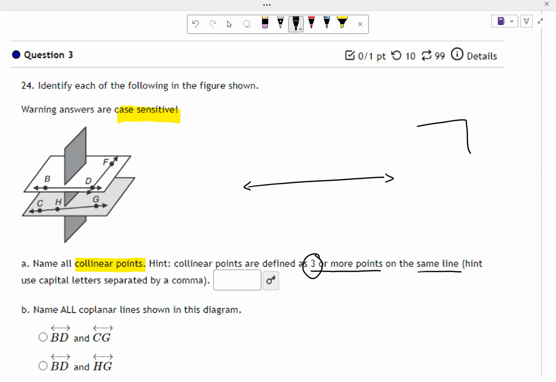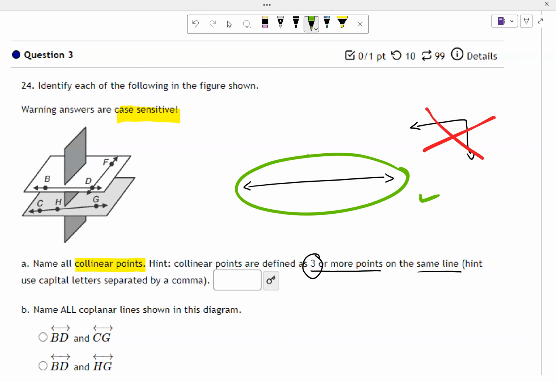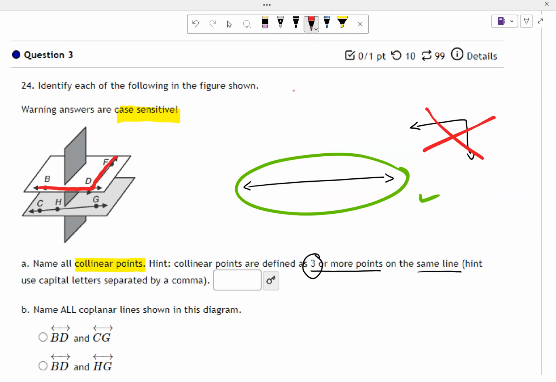And when we say a line, we really mean that line has to be straight. We can't do something like this. That's not considered a line. So this is a big no-no, but this one right here, this is considered a line. We're going to use capital letters separated by a comma. And so for collinear, I've got to look for 3 points that are on the same line. If I look over here, I might think BDF, but that gives us two lines that are actually intersecting. That doesn't give us one line, that's actually two lines.